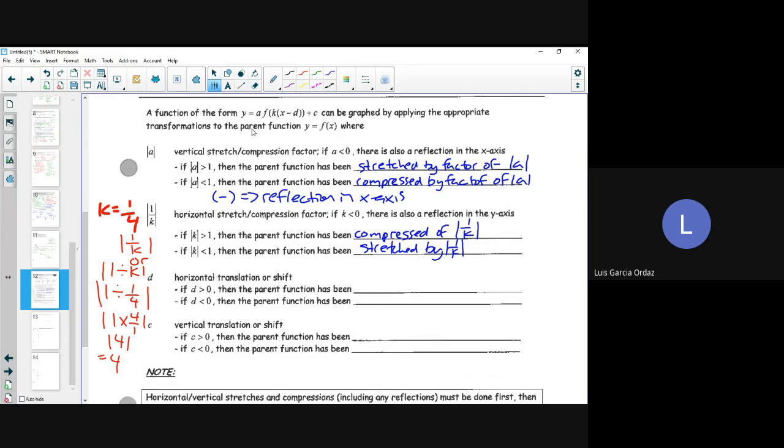So when it says if the absolute value of k is greater than 1, that means the initial value of k before you input it into 1/k. So this one, where k is less than 1, is a stretch. What we took before, where k is equal to 7, is greater than 1, so it is a compression.